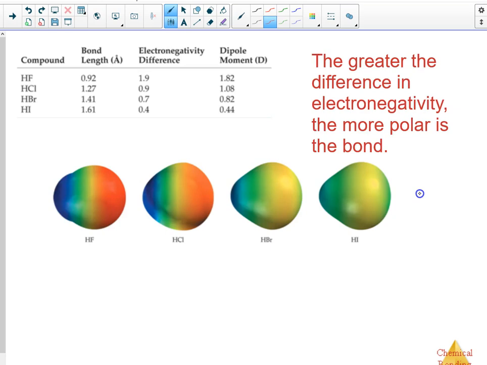Okay, the greater the difference in electronegativity, the more polar the bond. All right, so HF is definitely very polar. HI is not very polar. You don't have to know anything about this except that if the dipole moment is big, it's very polar, and if it's small, it's not. Like you don't have to calculate it or even know what it is. You just have to know how to compare them.